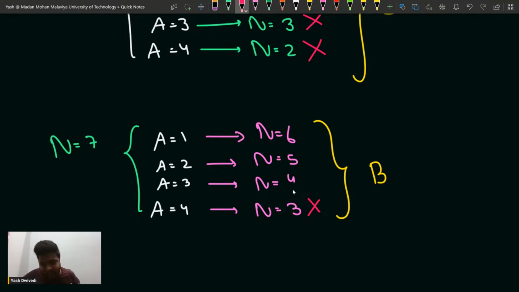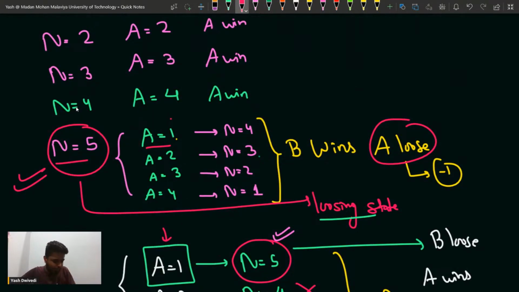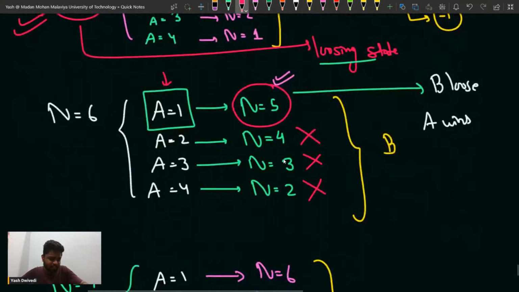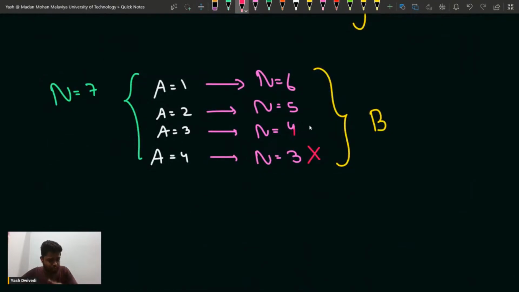If B gets 4 matchsticks, then also B is going to win, because 4 is a winning state. If any player gets 4 matchsticks, then he is going to win, because you can see if A got 4 matchsticks, A was winning. Similarly, if B gets 4 matchsticks, he is going to win. So you are not going to give B 4 matchsticks.